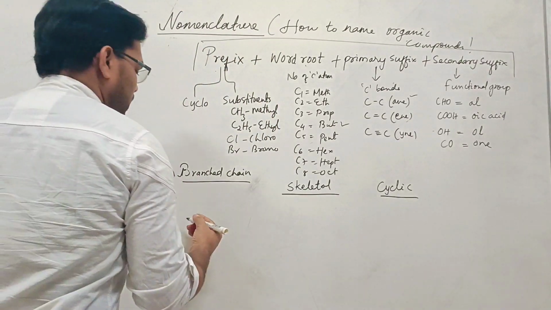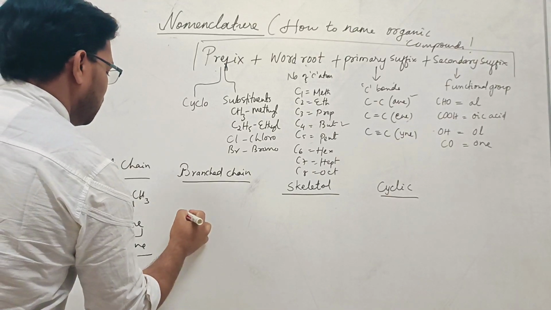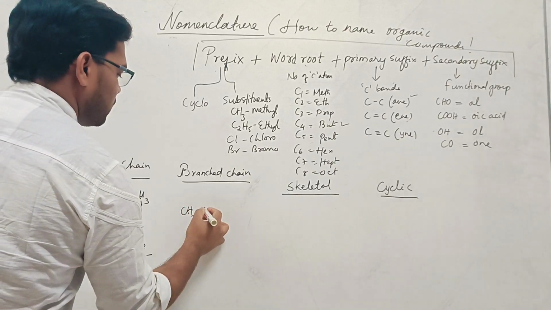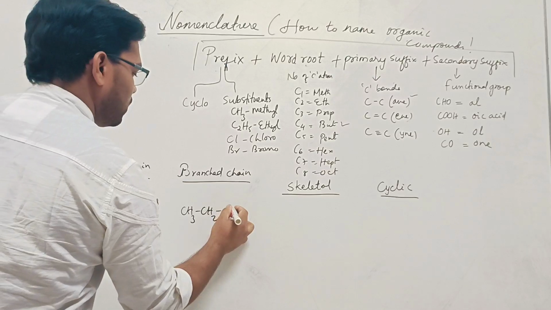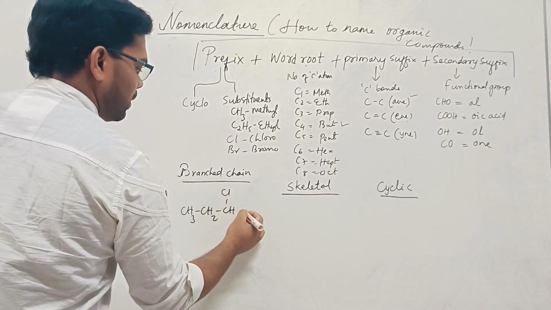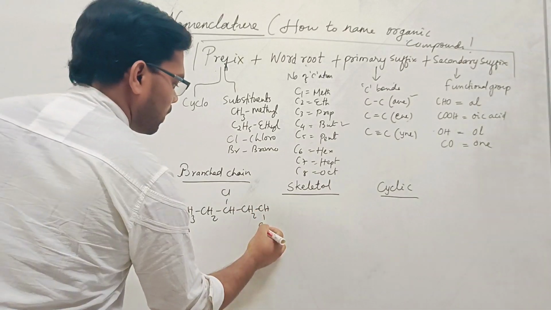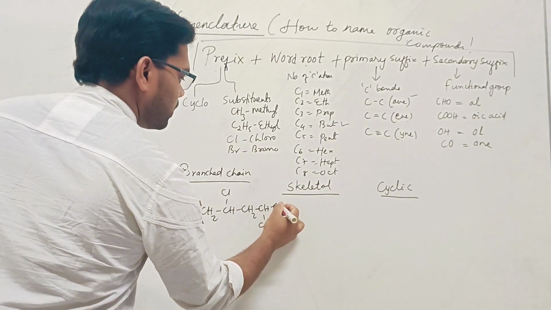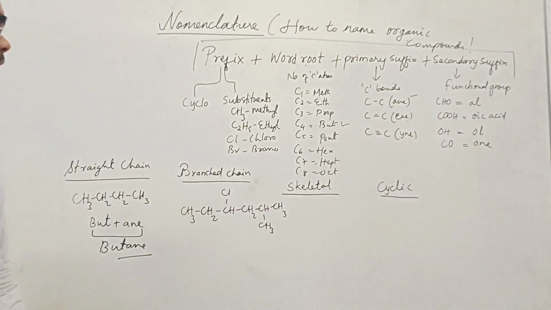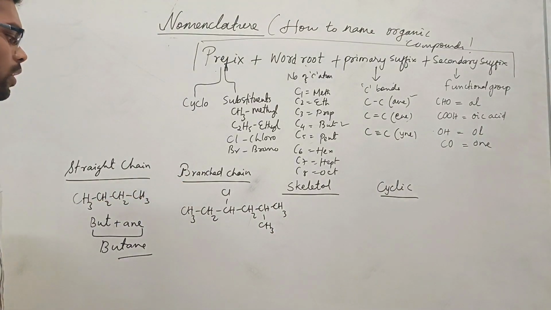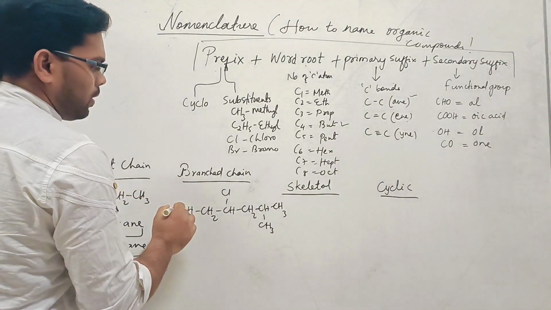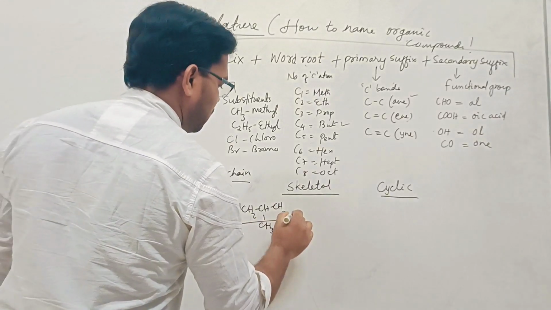Alright, now let's say there will be some branched chain, let us see this CH3, CH2, CH, Cl, CH2, CH3 group is there, here one is just. Alright, let's say this type of branched chain. So always in the branched chain you have to find the father chain, the parent chain.